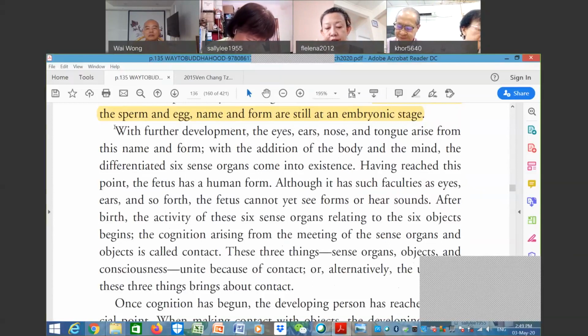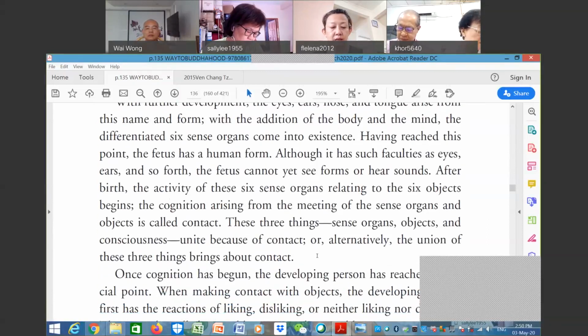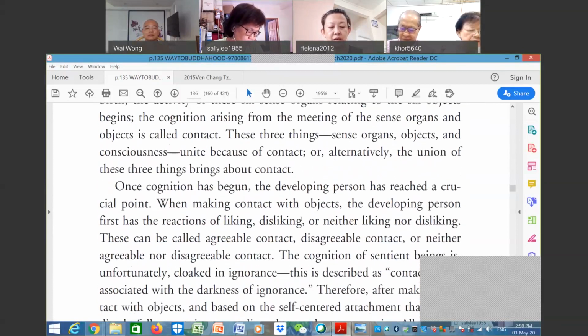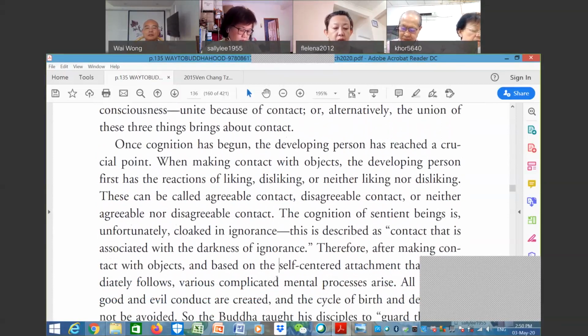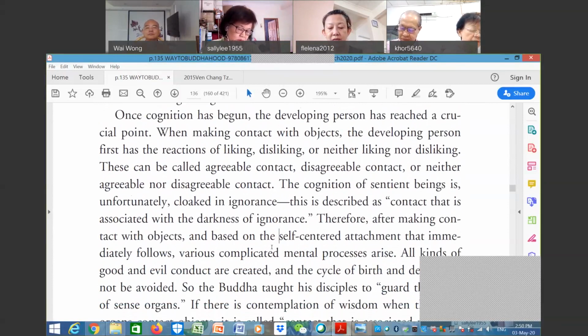Although it has such faculties as eyes, ears, and so forth, the fetus cannot yet see forms or hear sound. After birth, the activity of these six sense organs relating to the six objects begins. The cognition arising from the meeting of the sense organ and object is called contact. These three things, sense organ, object, and consciousness, unite because of contact, or alternatively, the union of these three things brings about contact. Once cognition has begun, the developing person has reached a crucial point. When making contact with objects, the developing person first has the reactions of liking, disliking, or neither liking nor disliking. This can be called agreeable contact, disagreeable contact, or neither agreeable nor disagreeable contact.